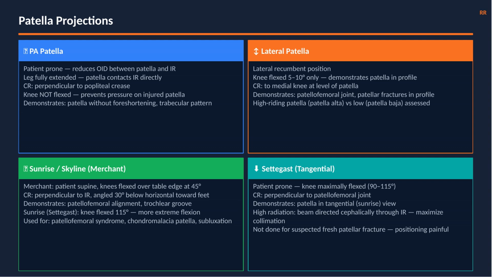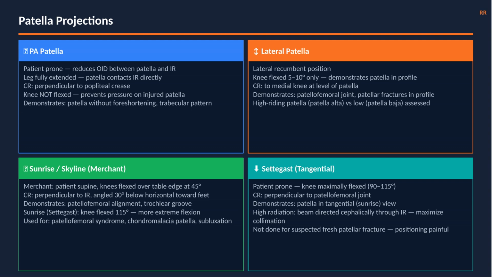Lateral patella, lateral recumbent. Knee flexed only 5 to 10 degrees. CR, to the medial knee at the level of the patella. Demonstrates patellar fractures in profile and Blumensaat's line. Patella alta and baja are assessed here.